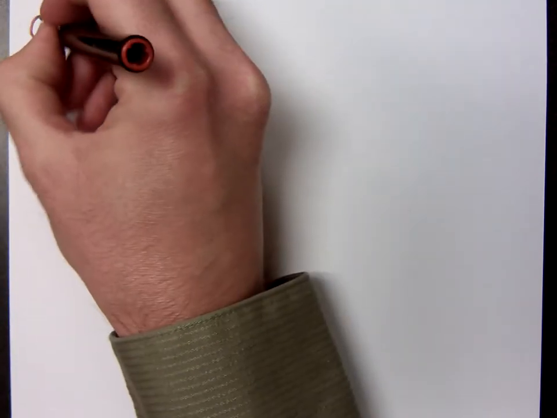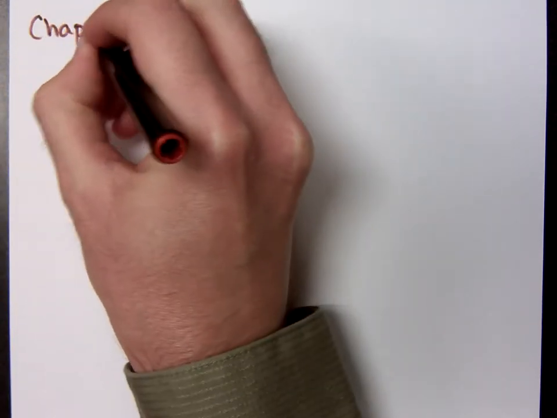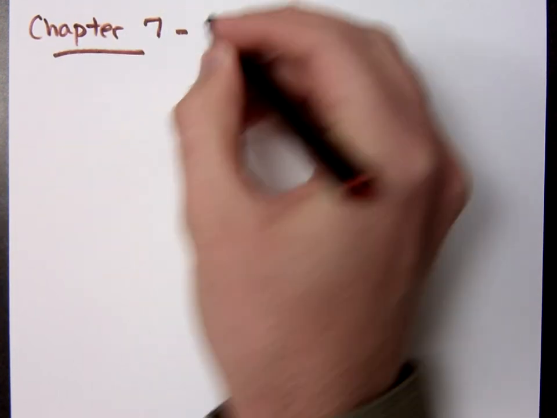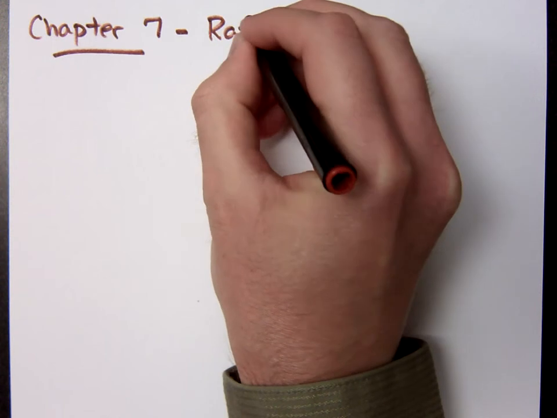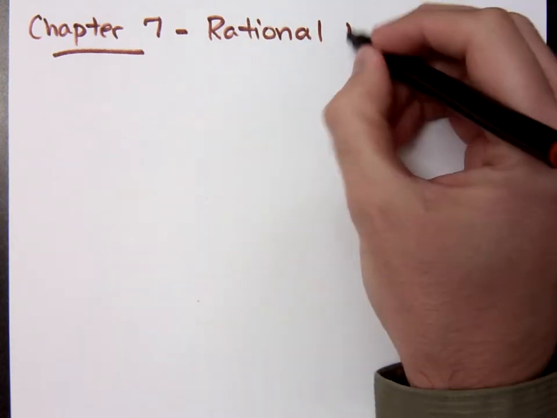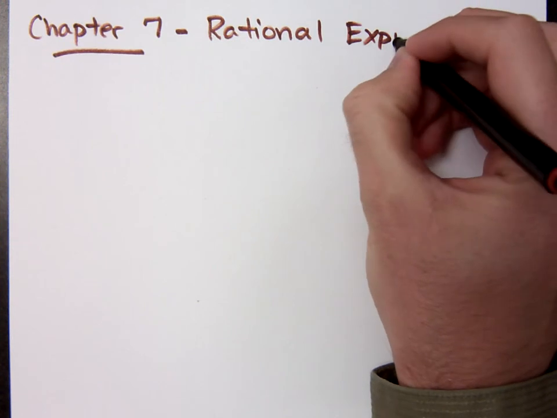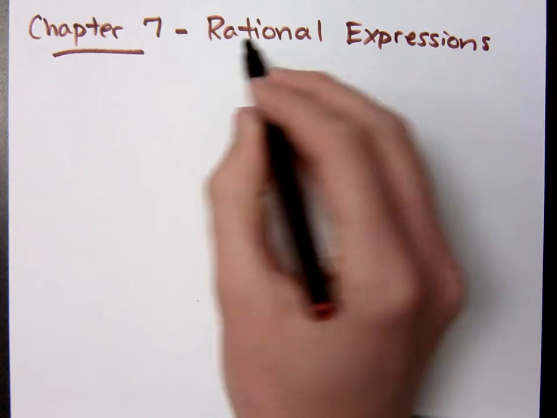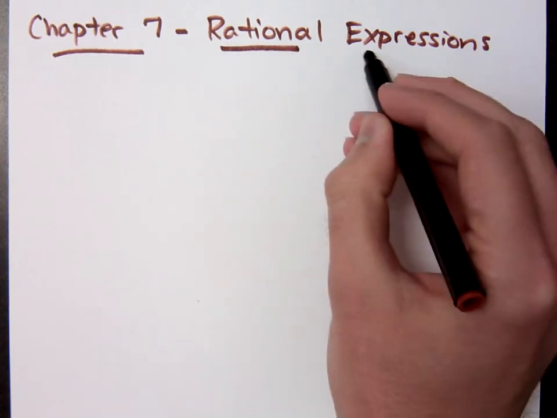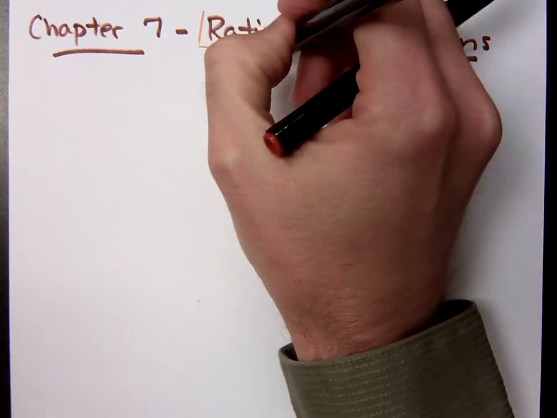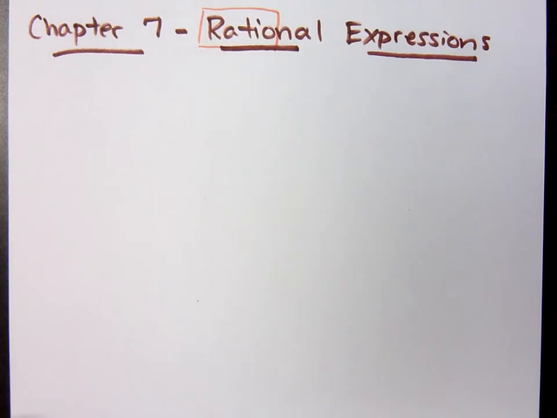All right, we're going to go into our last chapter for the semester. This is chapter 7. And in chapter 7, we're going to talk about rational expressions. Now, here's the thing. Whenever you see the word rational, you need to be able to see the word that's contained within it. And that's the word ratio.